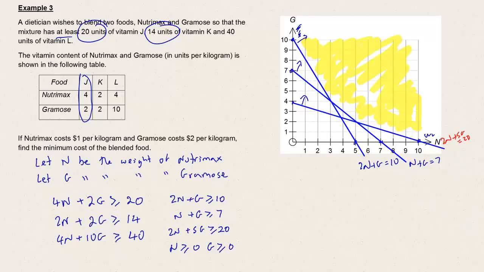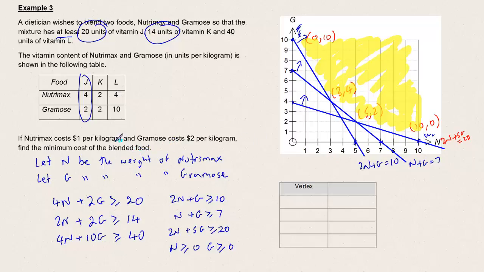So we need the vertices of the region. Once again, if they're difficult to read, I don't think they are particularly on this graph, but if they are, you can use your calculator to help you find those vertices by solving simultaneous equations. So here we have (0, 10), (3, 4), (5, 2), and (10, 0).